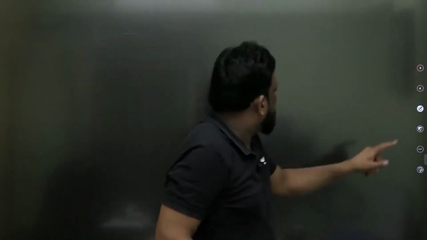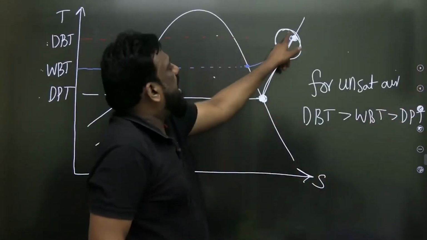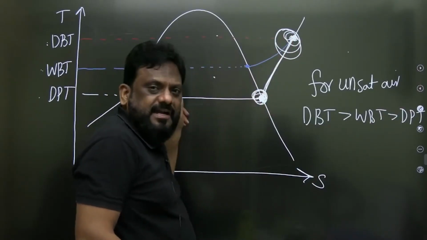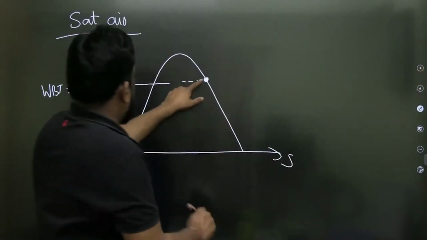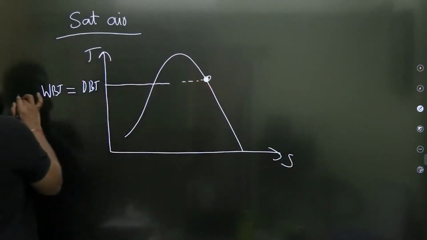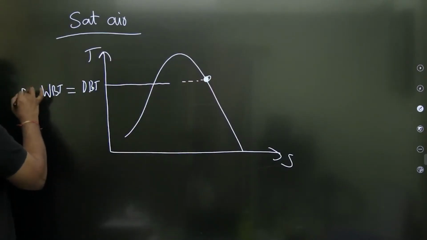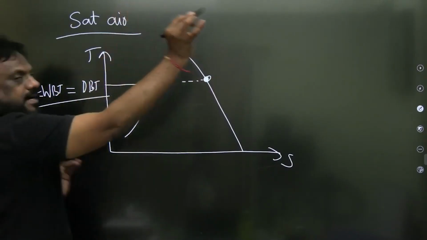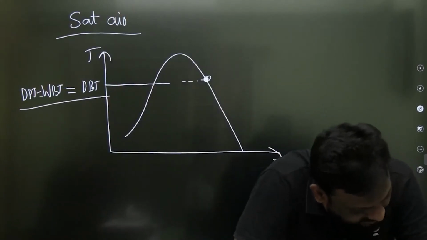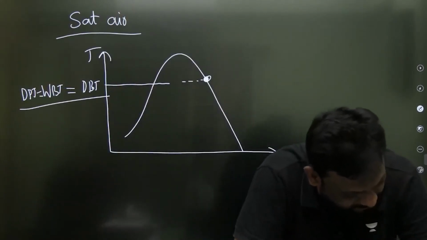In the previous case, dear students, it was away from saturation. That's why after reaching saturation, it is undergoing condensation. But already it is at saturation. So when it is already at saturation, it will start condensing at this temperature only. That itself is your dew point temperature. So therefore, for saturated air, all these three temperatures are same. Are we clear?